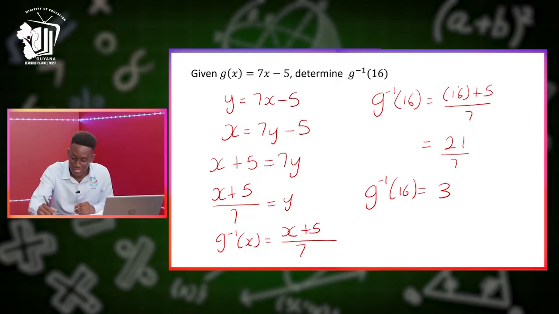And that is how we find the inverse of a function at a certain point, by substituting a number. So before we can substitute any number in the inverse function, we must first find that inverse function. We cannot substitute this 16 in g of x. We must find the inverse of g of x. And then we take that inverse function, and we substitute the 16. So let's proceed to another example.